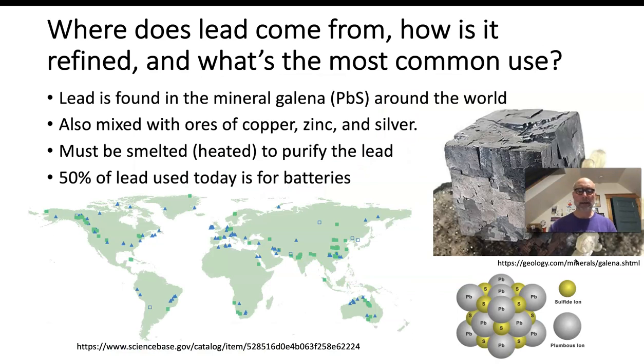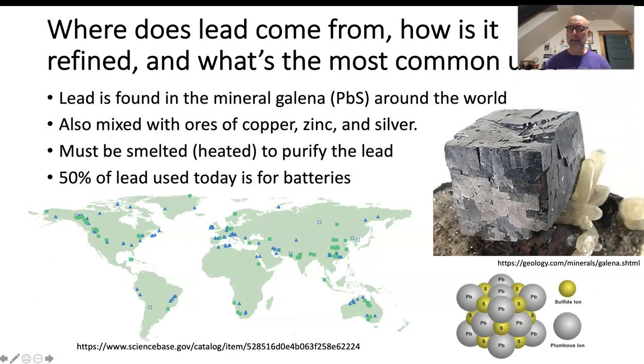All right, where's all this lead come from? How's it refined, and what's its most common use? So lead is primarily found in the mineral galena. Galena is pictured there. It's under me right now, so I can move me out of the way here. And it's a gray to silvery mineral. It's very dense, so it's quite heavy when you have a piece of it in your hand.